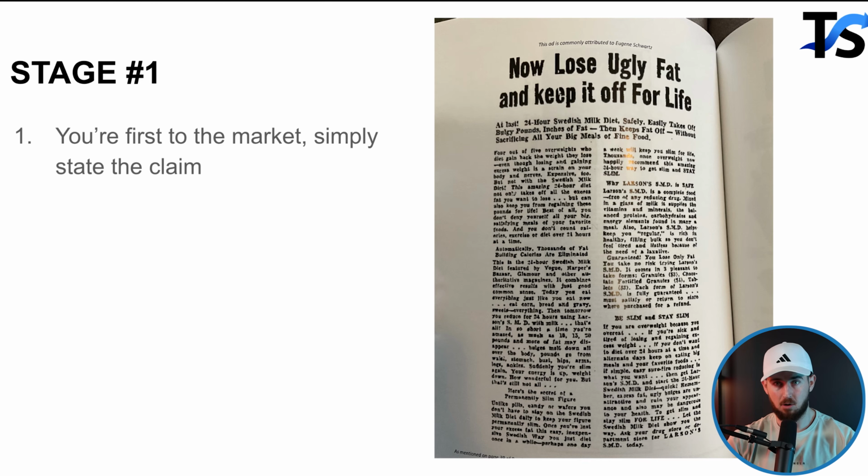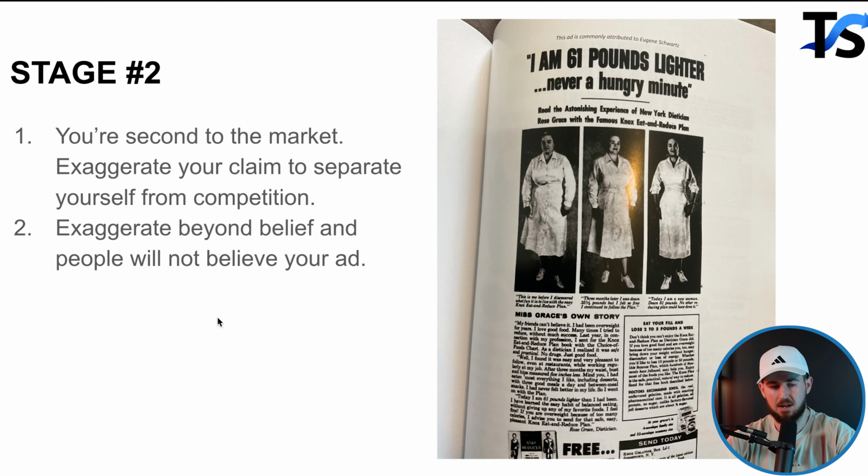Same thing here with market sophistication. You are looking at all of the products and services in the marketplace that solve that particular desire. So if there's no other products that solve that desire, no other services that solve that desire, you are literally the only person. You created this whole new thing and you're the first person to the marketplace. Then you are stage one. Then you can literally just say, hey, lose ugly fat, keep it off for life. Very straightforward. Now, stage 2 right here, this is where we're exaggerating that claim a little bit.